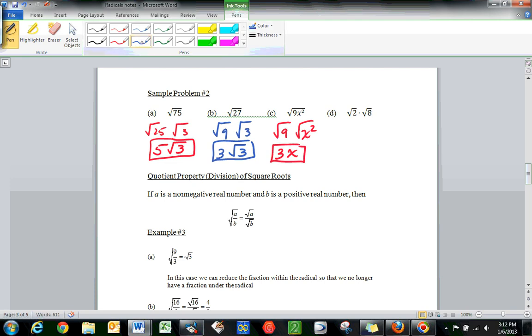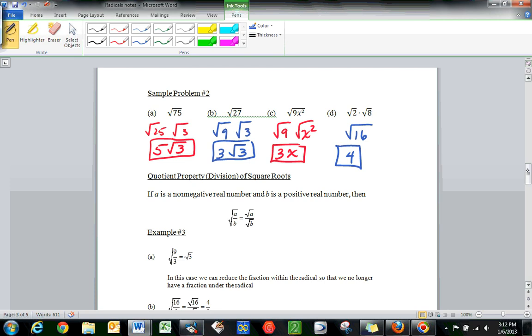The last one here is one where the 2 and the 8, neither one of them are perfect squares, but if we put them together, we can see that it's going to give us the square root of 16, which, if we've learned our perfect squares, we know equals 4. So these are all good examples of the product property that you could use and see in different ways.